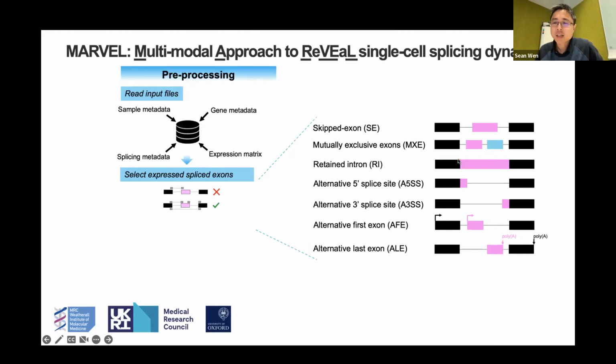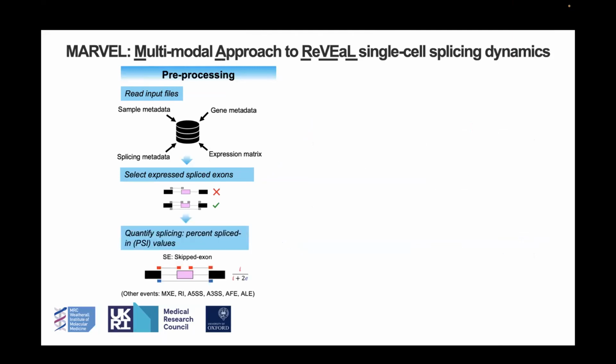Retained introns means that the intron between the two exons is not spliced out. And then we have the alternative 5' and 3' splice site, where a portion of the exon is included. And finally, we have alternative first and last exon, where sometimes the isoform prefers to use a different starting exon, or the isoform may prefer to use a different last exon. So these are the 7 flavors of alternative splicing events that we would study in a plate-based RNA sequencing format.